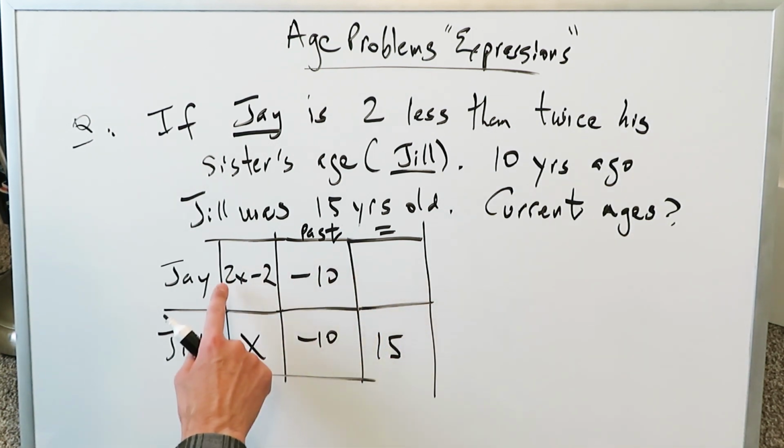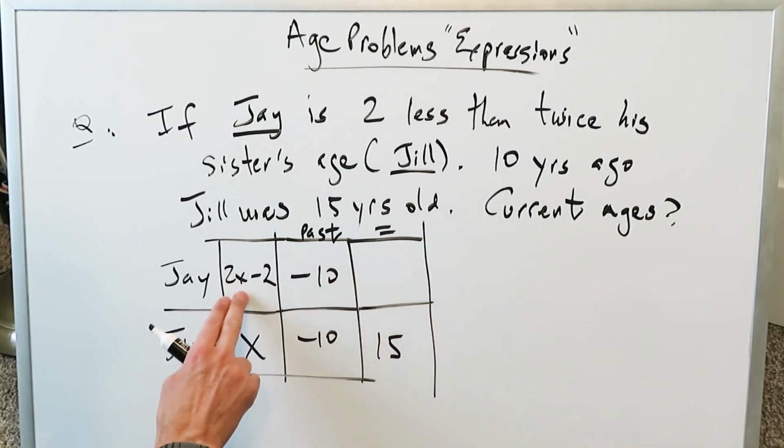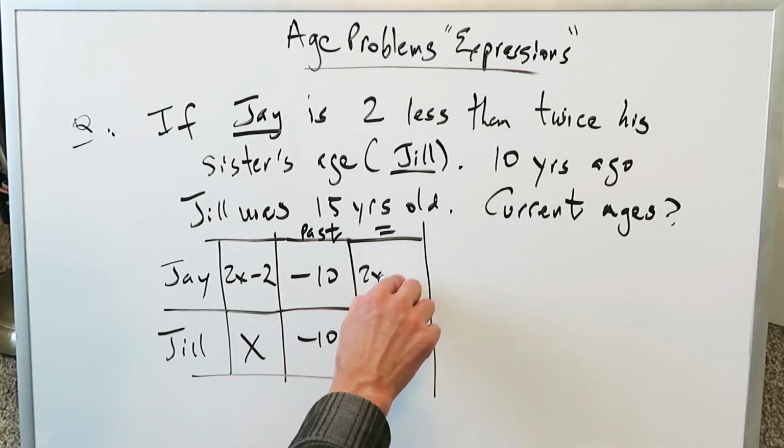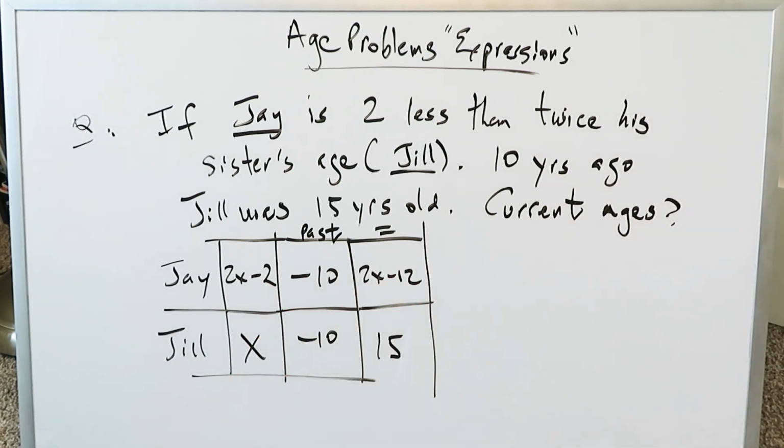But we're also getting an expression for J. You can add these up. 2x minus 2 minus 10 is 2x minus 12. Now, what are their current ages? Well, let's see how we can do this.